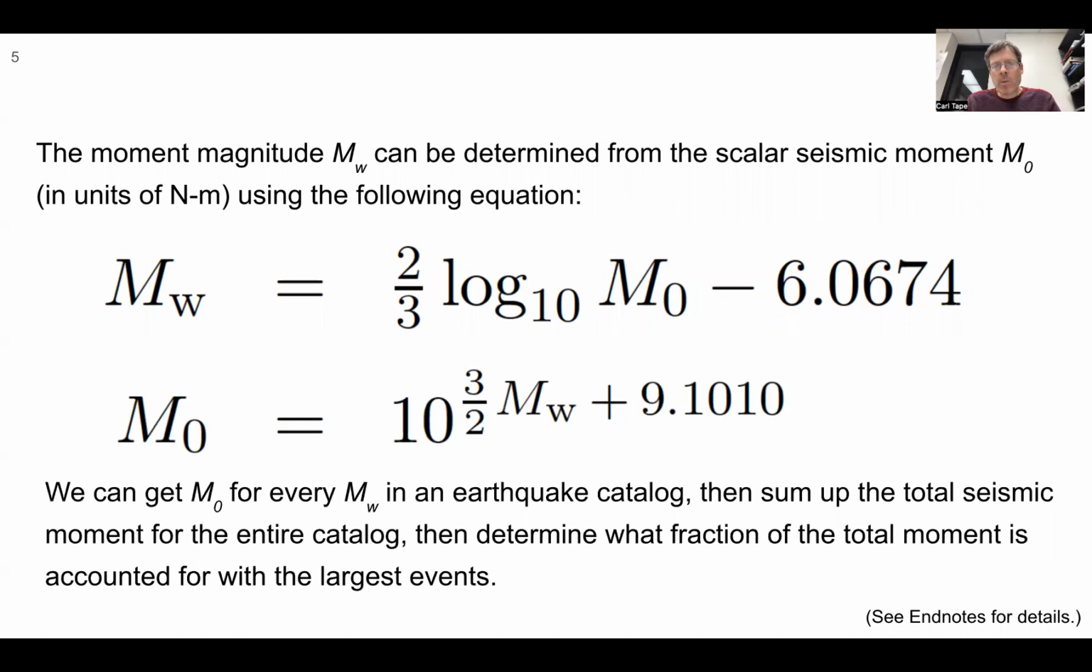We can go the other way as well. If we have the magnitude, we can take 1.5 times the magnitude plus 9. 10 to that power gives us the moment. So we can get M0 for every MW in a given earthquake catalog, sum up the total seismic moment for the entire catalog, and then determine what fraction of the total moment is accounted for with the largest events. We'll see these pie charts later, and that's the basic idea.